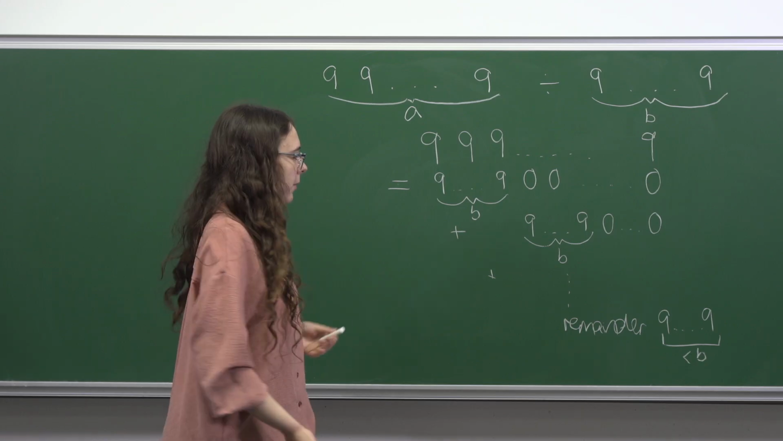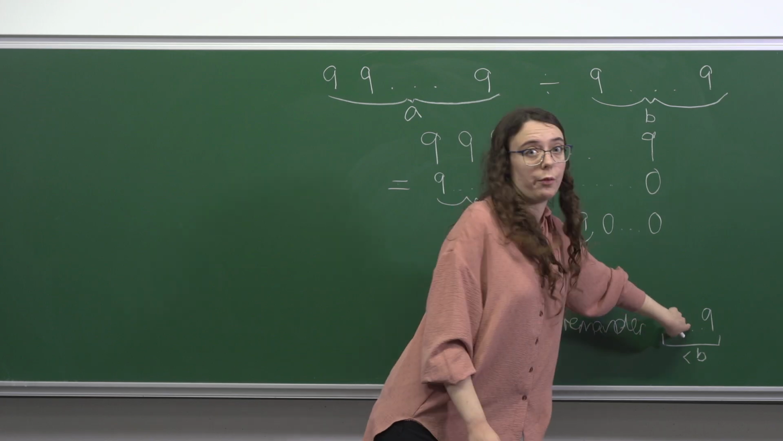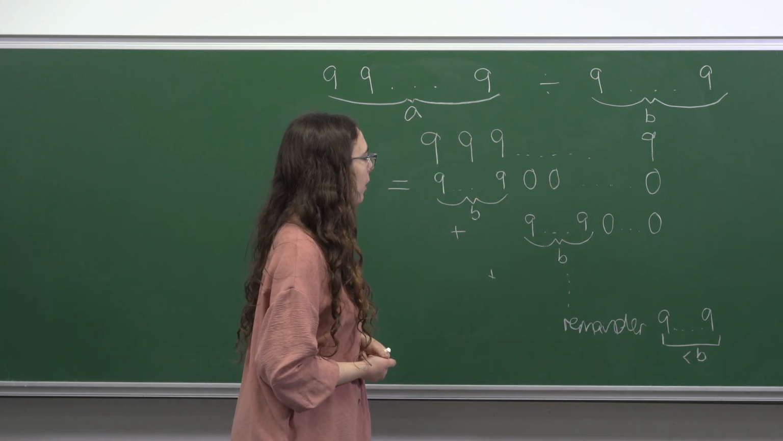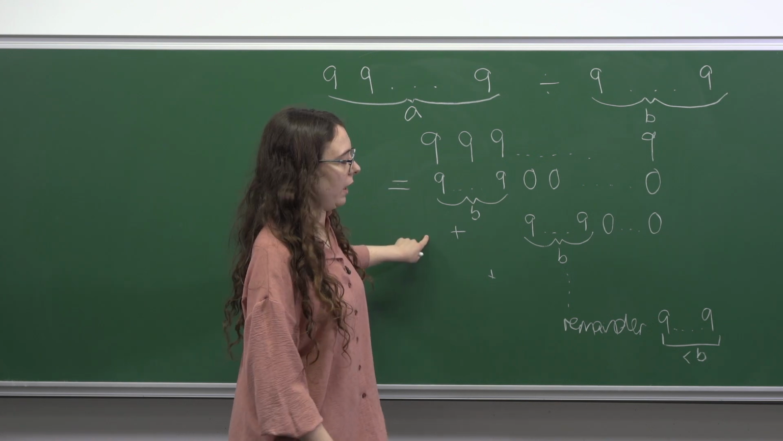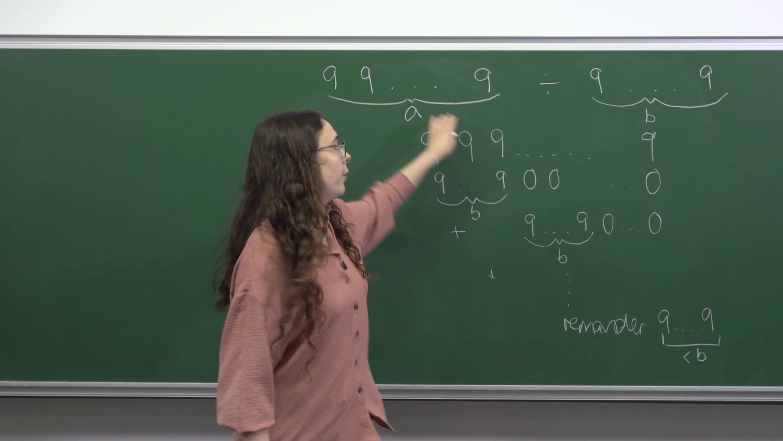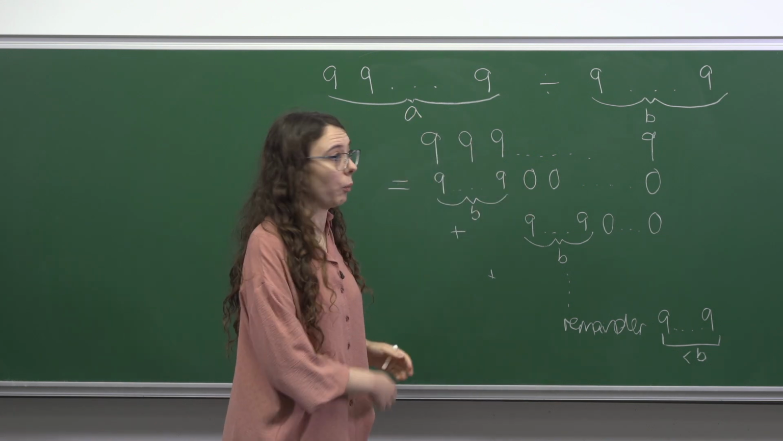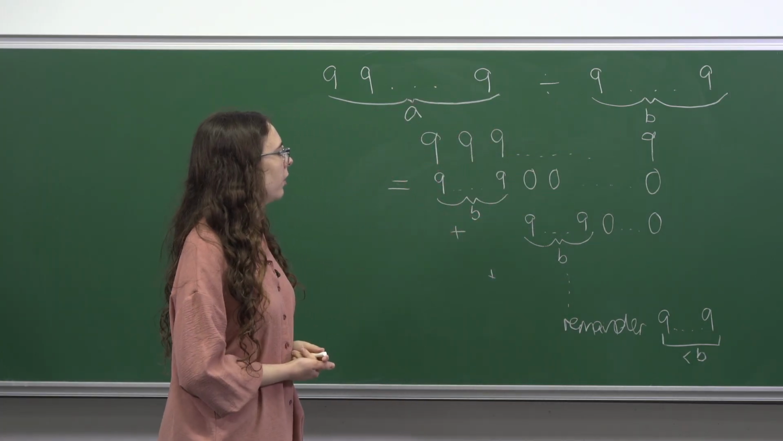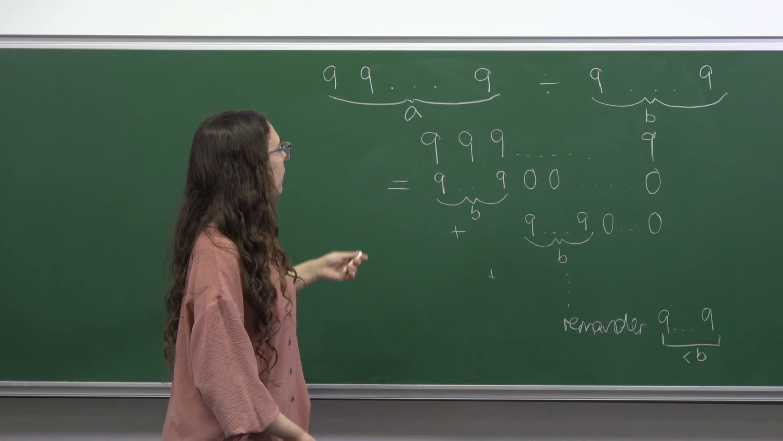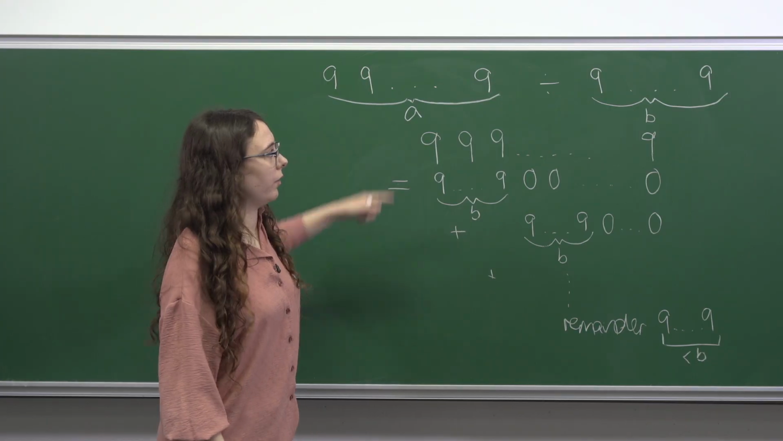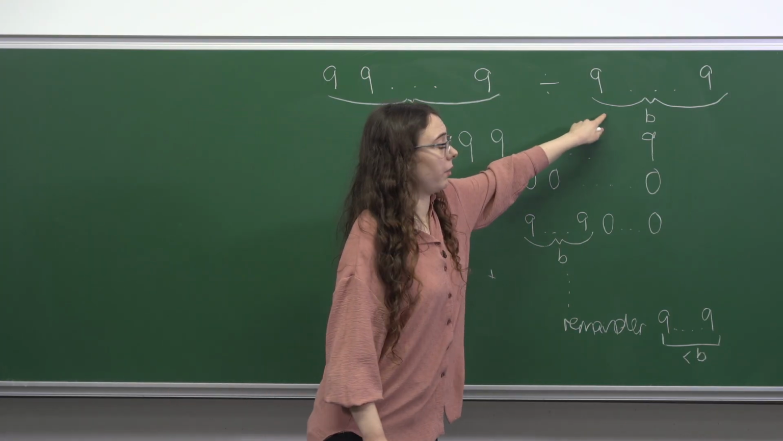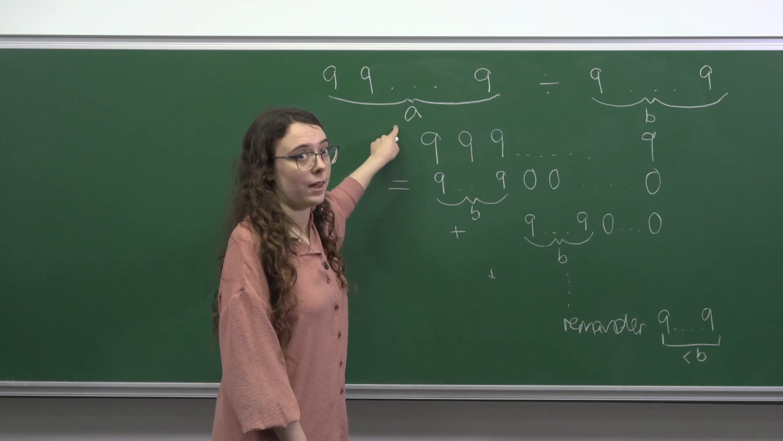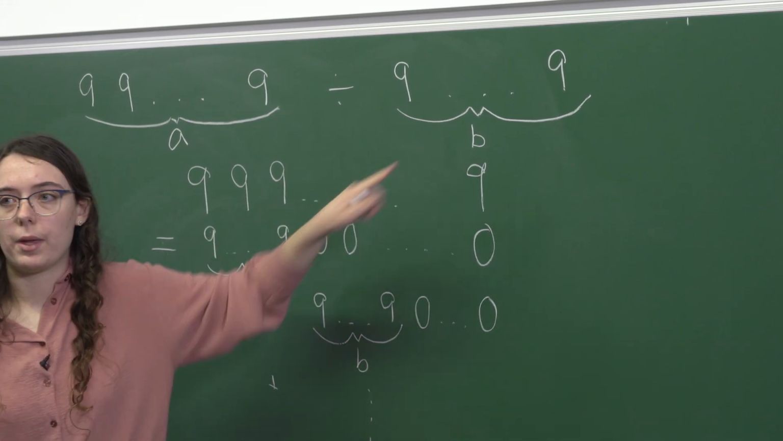So when do we get a whole number? Well, if we've got digit 9s left over at the end, then we don't get a whole number answer. But if, by doing this procedure here, we've managed to clear all of the digits of our larger number, then we are going to have that this number is a multiple of this number. And so what we've really found is that this number consisting of a digit 9s is divisible by this number consisting of b digit 9s if and only if this number a is divisible by this number b.